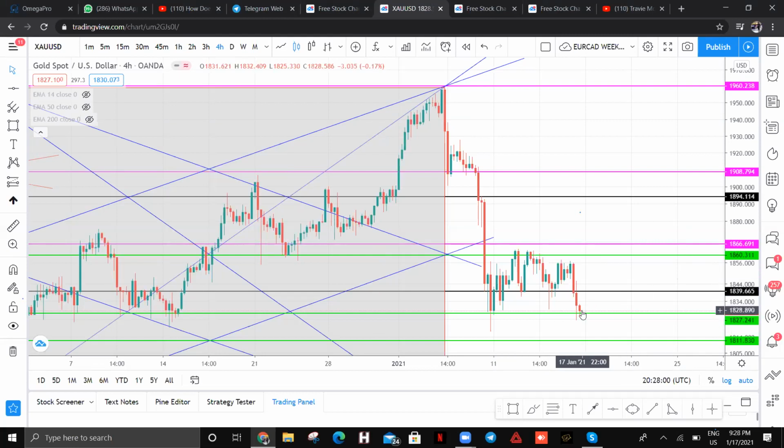So if market bounces off this, if it closes below 1839, which is here, it's still giving us a sell signal. But if it closes above, what will happen? We buy to the next pivot level.